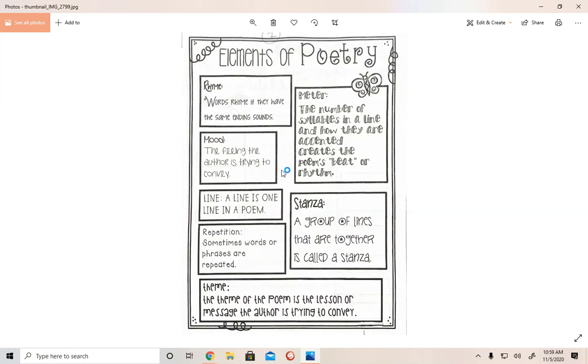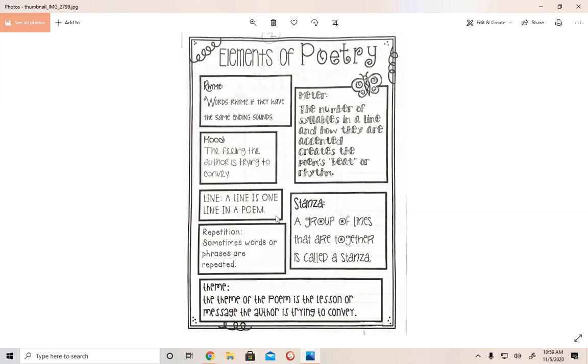The next one we're going to talk about is the mood. A mood is the feeling the author is trying to convey. So I want you to think about the last mood that you were in. Maybe you were in a dark, gloomy, sad mood, it was a rainy day. That was your mood. So if you were an author who was writing a poem, then you would want to convey that mood to your reader. You would want them to think that they were sad and gloomy and dark, okay?